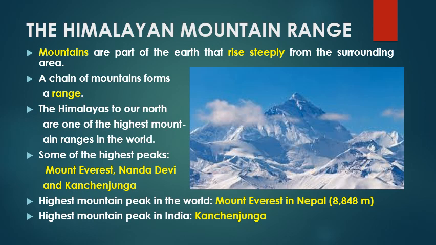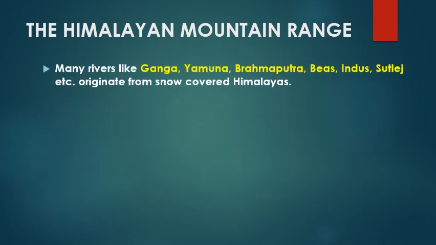And the highest mountain peak in India is Kanchenjunga. So, the highest mountain peak in the world is Mount Everest, which is in Nepal, and the highest mountain peak in India is Kanchenjunga. Now, there are many rivers like Ganga, Yamuna, Brahmaputra, Beas, Indus, Satluj, etc. that originate from the snow-covered Himalayas. Originate means that they start from these Himalayas.